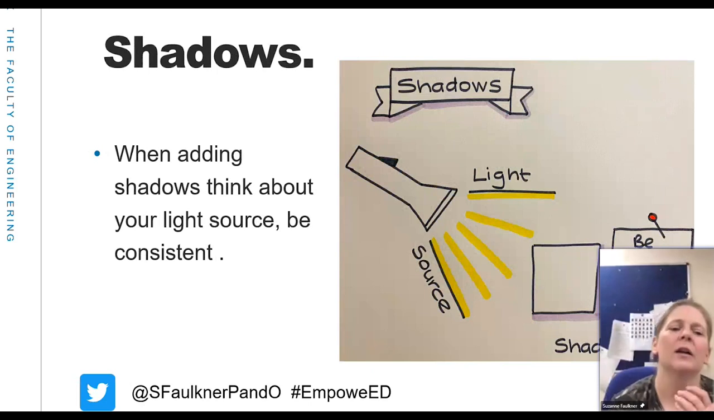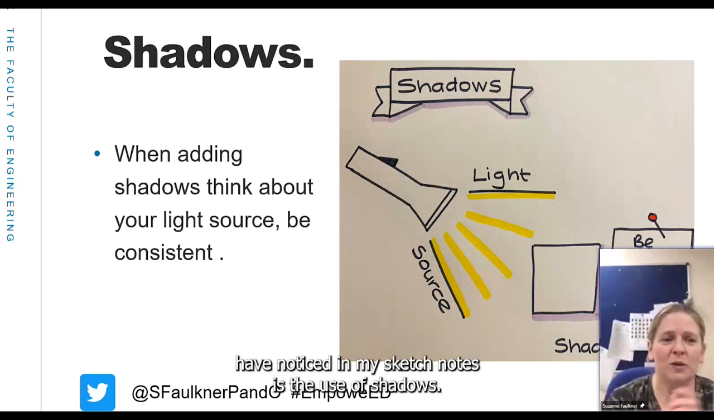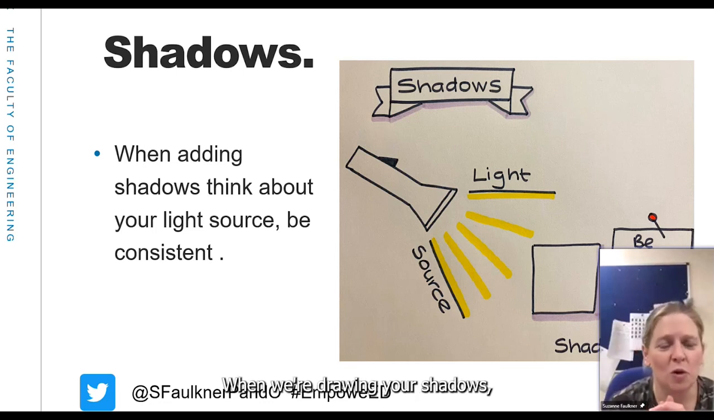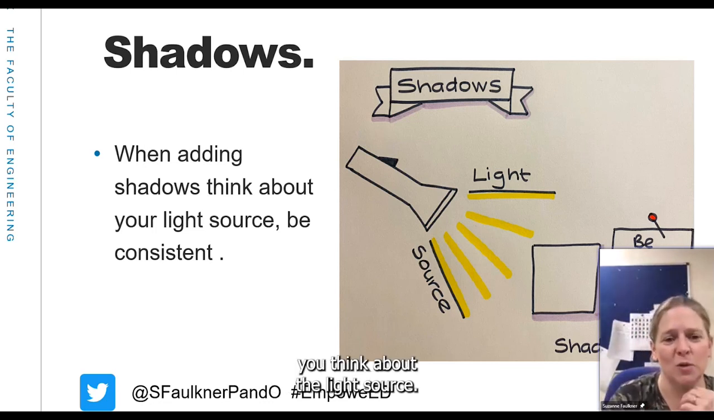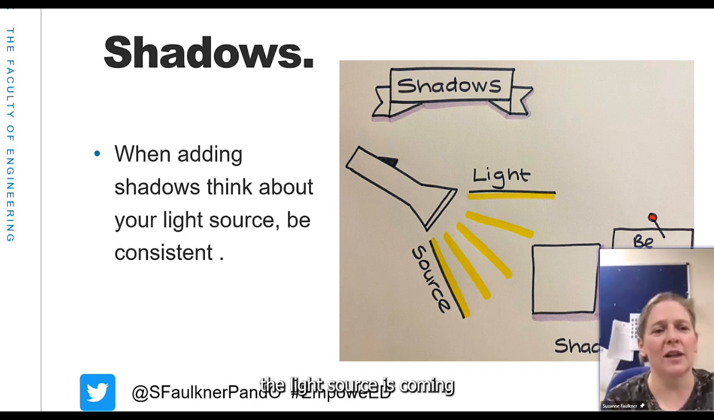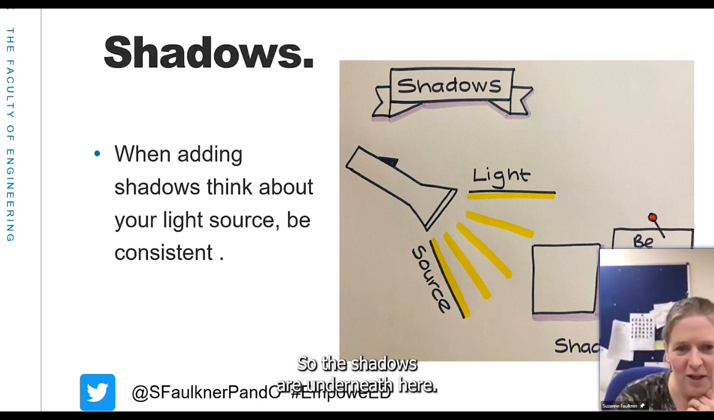Okay. So another thing that you may have noticed in my sketch notes is the use of shadows. We need to be consistent when we're drawing our shadows. So you think about the light source. In these examples here, the light source is coming from the left, shining towards the right. So the shadows are underneath here.